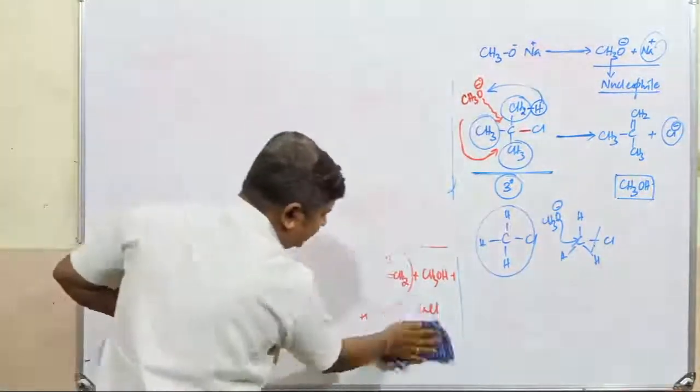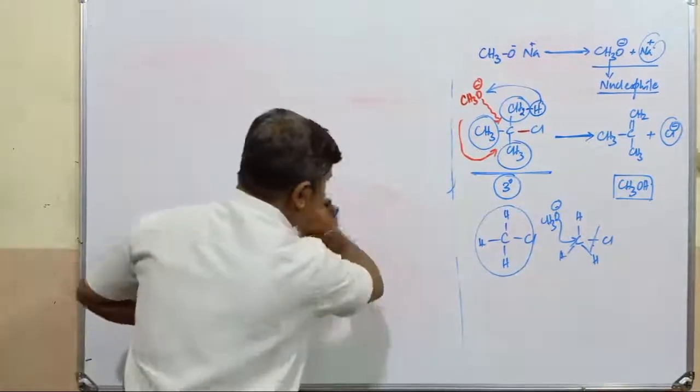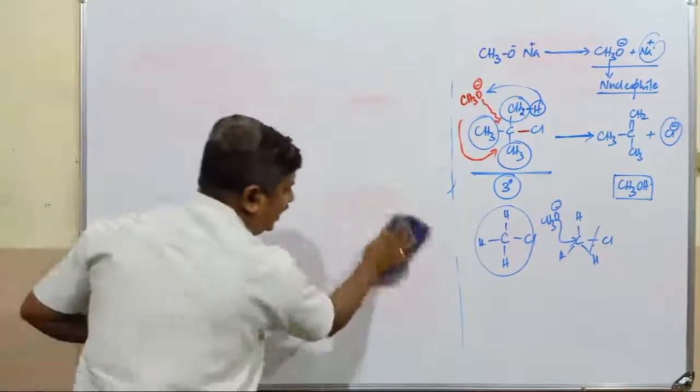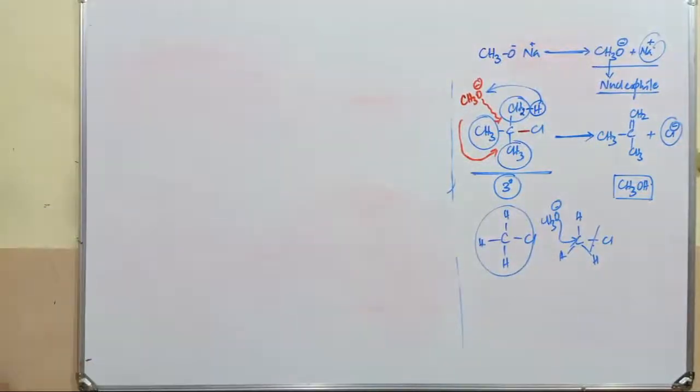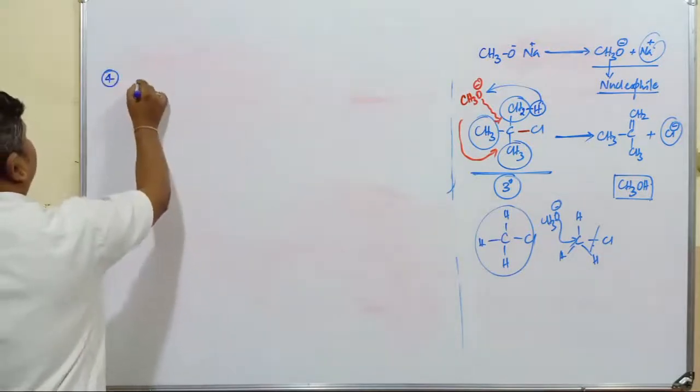Williamson's ether synthesis follows the SN2 mechanism. The alkyl halide must be what? Primary. The alkoxide may be any type, because it forms a stronger nucleophilic compound. Next example, the fourth one in the same reaction, Williamson's ether synthesis.